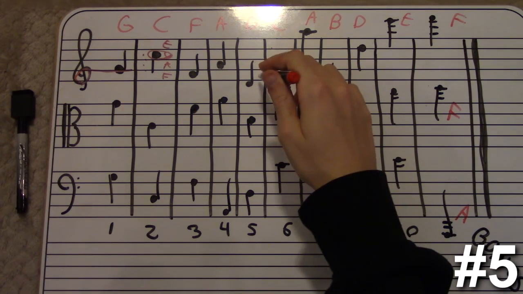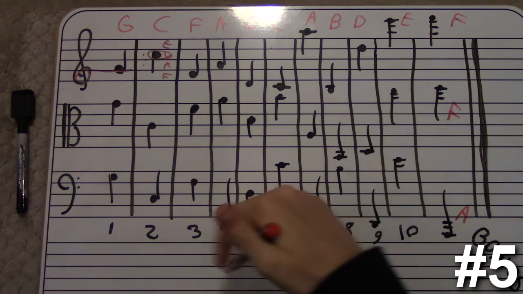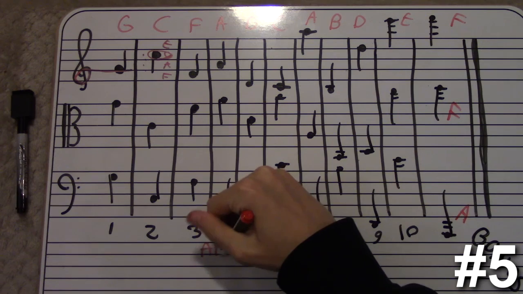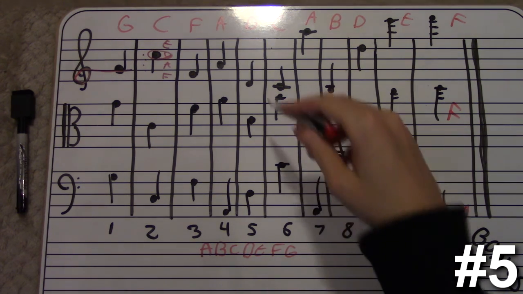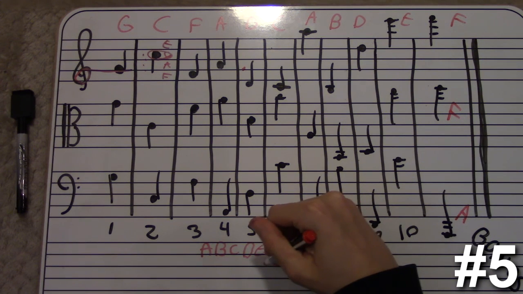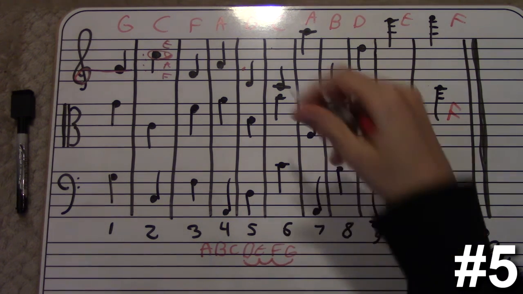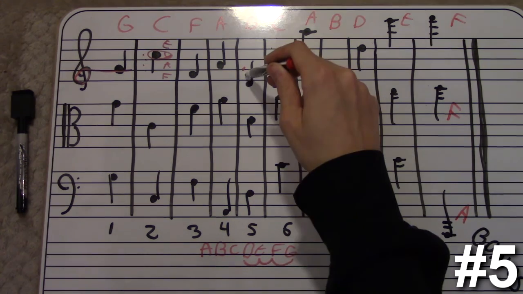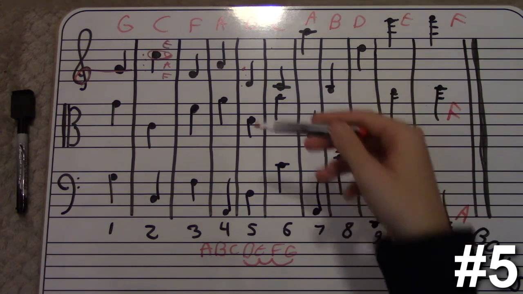And then D's kind of tricky because it's below the staff. It might help to write out the musical alphabet and then just count down from G. So we know this is G, and it's on the space below, and then the line below, and then the space below that. So we can count down from G, 1, 2, 3, and that gives us D.